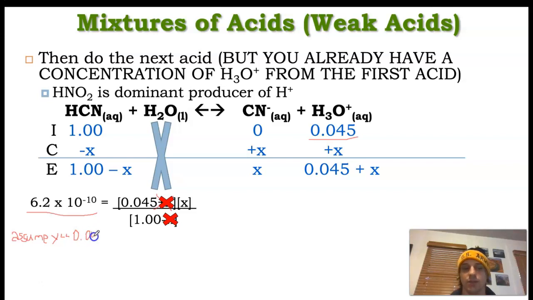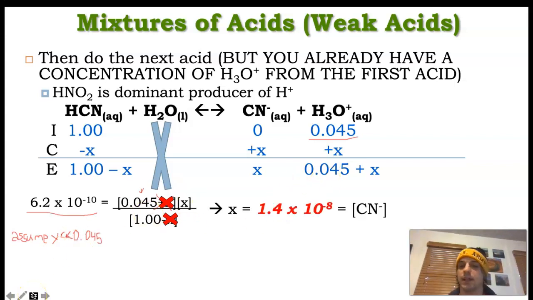0.045. Okay, I'm assuming x is much smaller than this. Okay, so I'm assuming it. That's a very ugly less than sign. Here we can go and make it better. Okay, much smaller. All right, so now I'm solving for x, and that's x.